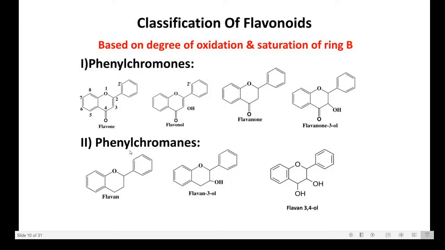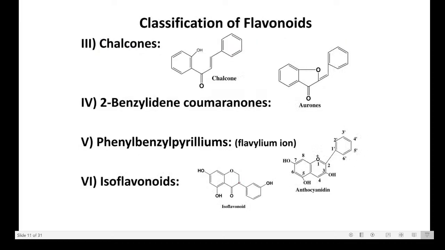Okay, next is phenyl. This is chromones, this is chromans. So it's a flavone, flavanol. The flavan 3,4-diol. Here you can see there is no OH. So this is called phenyl chromans. Okay, next classification is chalcones.